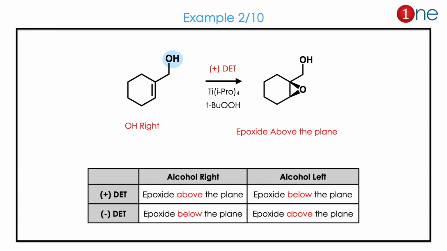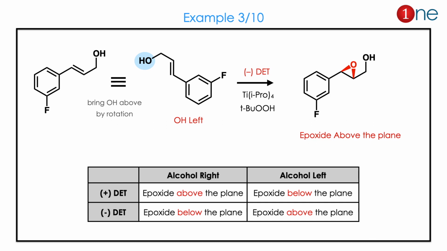Then let us look at the next example. Starting with a cyclic system, with the allylic position in the side chain. So the alcohol is on the right side, you have plus DET, so the epoxide will be formed above the plane. So the epoxide forms above the plane of the ring.